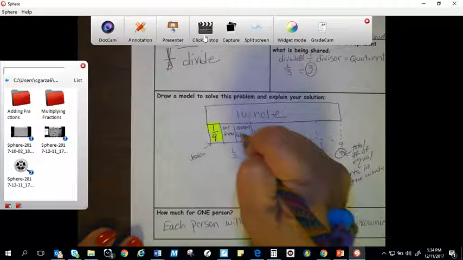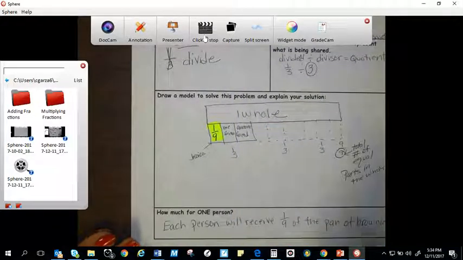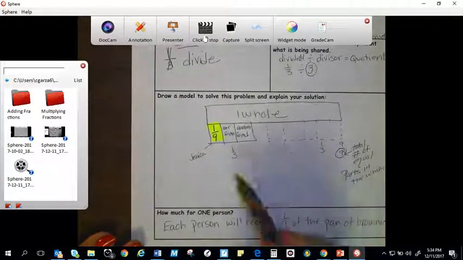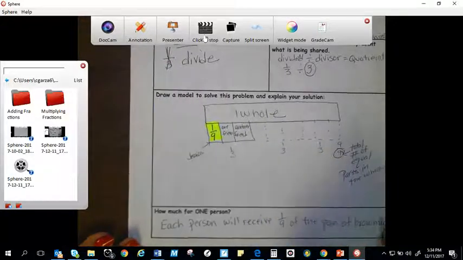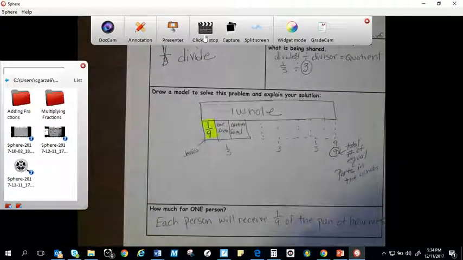So here we're representing 3 total people that will be receiving this 1/3 part of a pan of brownies. Okay, so that is problem 2. Let's go over to problem 3.